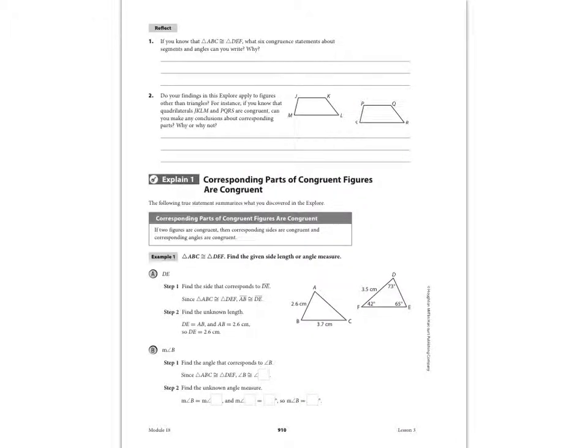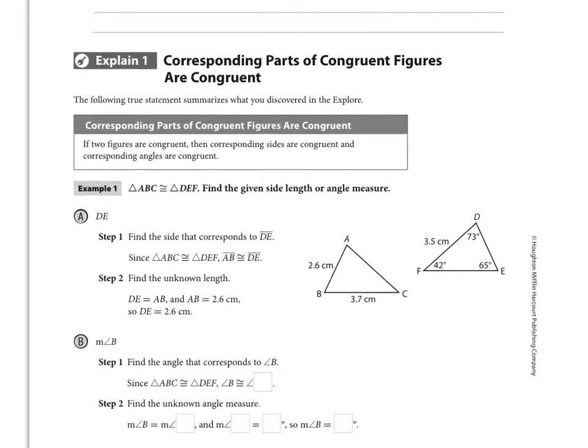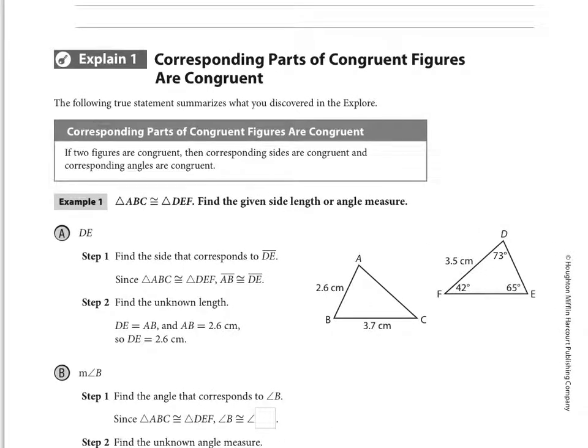Here on page 910, you'll see the statement for corresponding parts of congruent figures are congruent. So it's written as an if-then statement and starts out with the fact that two figures will be congruent. So it could be two triangles or two quadrilaterals. And if they are congruent, that means the corresponding sides and the corresponding angles are congruent. So let's look at exactly what that looks like.